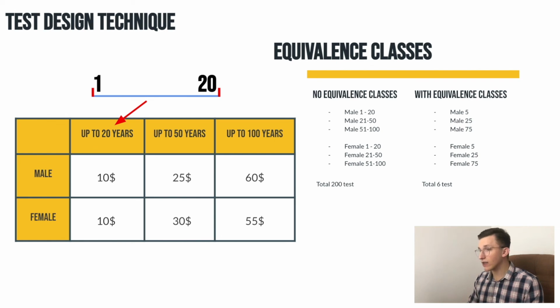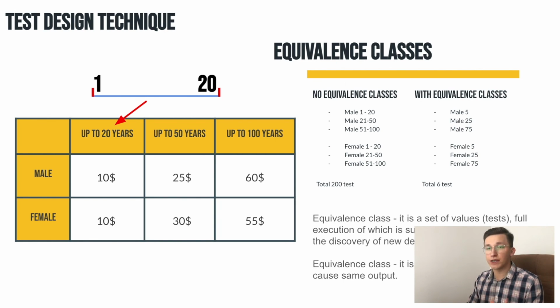So let's summarize once more. An equivalence class is a set of values, full execution of which does not lead us to the discovery of new issues, new defects. Yes, and also we expect the same output for all items inside of this equivalence class. So I think that it's the most relevant information about the equivalence classes, and I hope that it will be useful in your practical tasks that you will have soon.